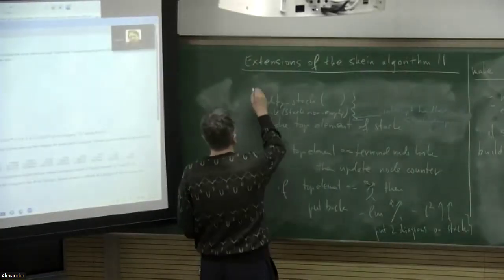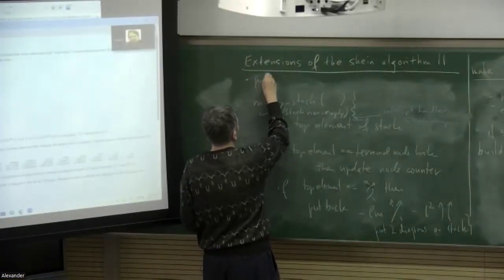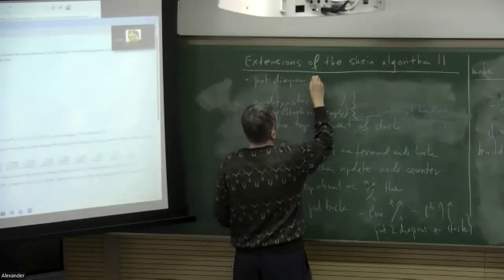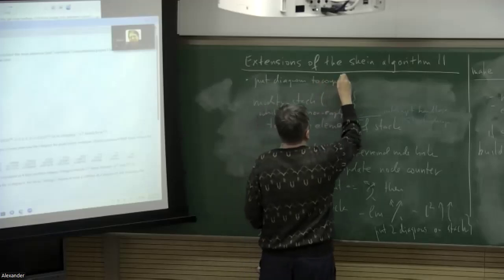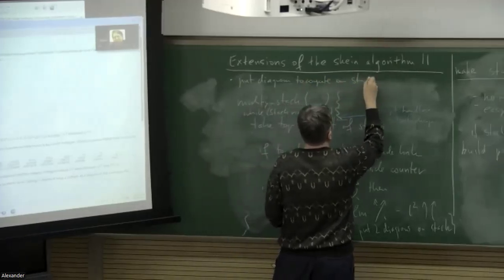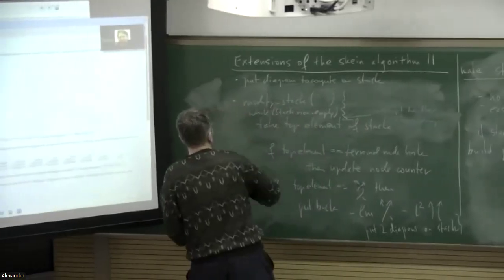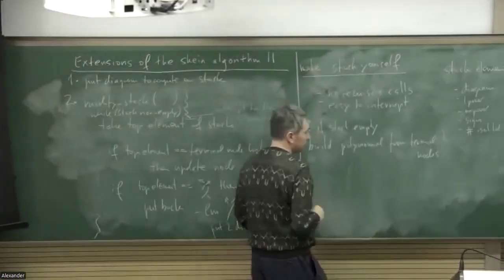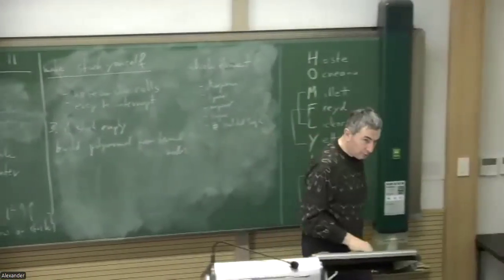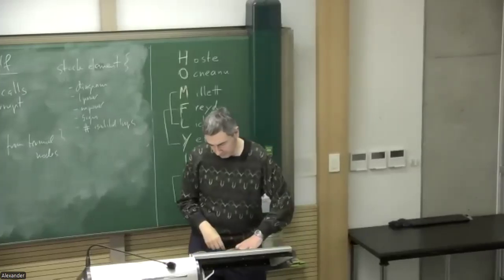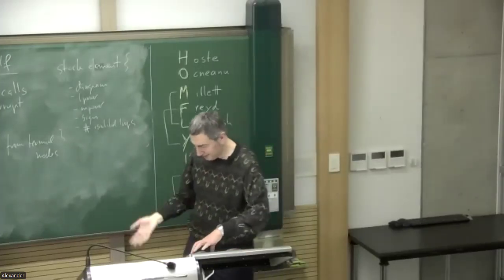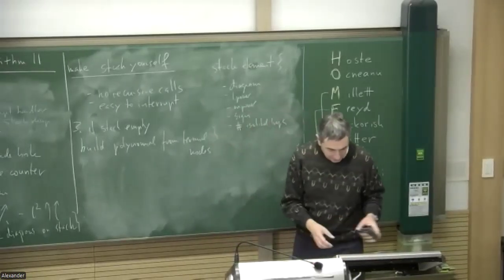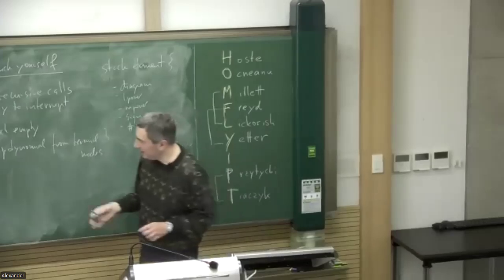So the first thing, of course, is you put the diagram to compute on the stack. Then you do this. So this is maybe first, second, and third. If the stack is empty, then you can build the polynomial, and then you get this flat algorithm for computing the polynomial. So an important thing: it is very easy to write a stack.